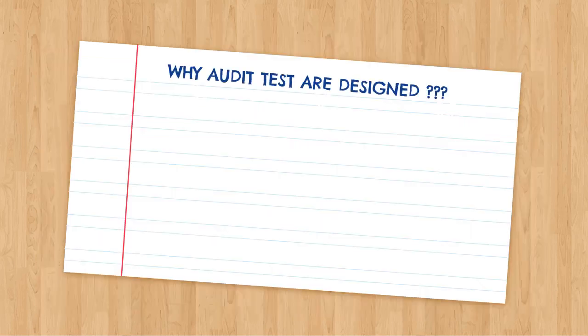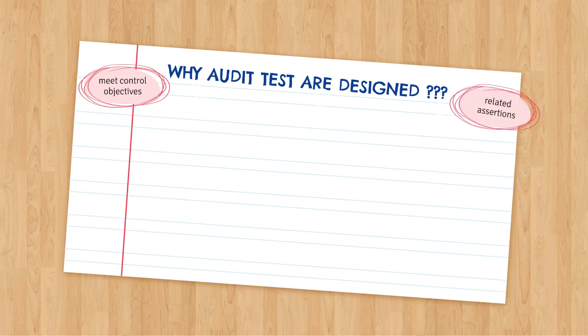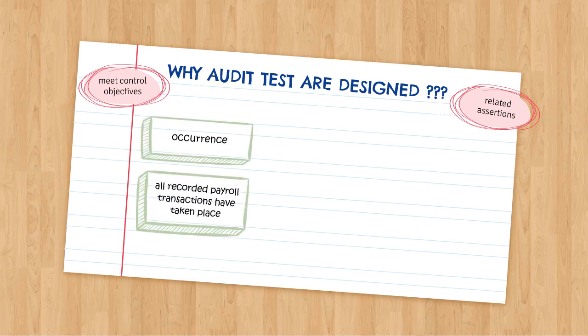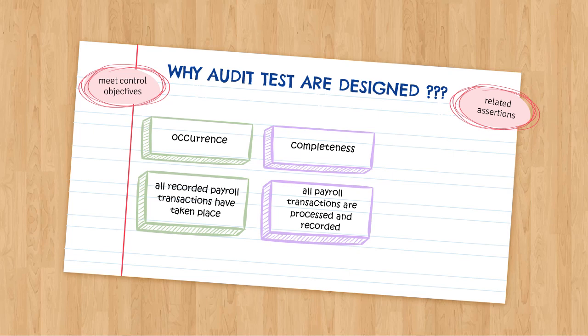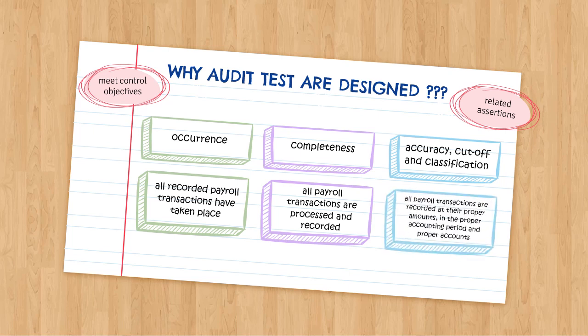Audit tests are designed to meet the control objective and related assertion. The auditor will test the occurrence assertion to ensure that all recorded payroll transactions have taken place. The completeness assertion is to ensure all payroll transactions are processed and recorded. Accuracy, cut-off, and classification are to ensure all payroll transactions are recorded at their proper amounts, in the proper accounting period and proper accounts.